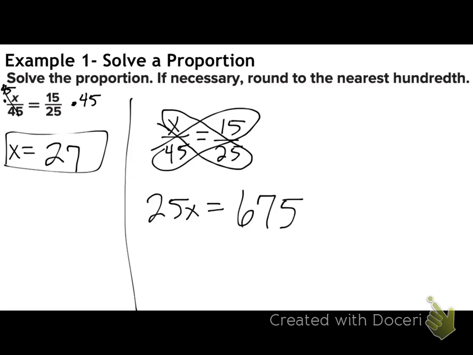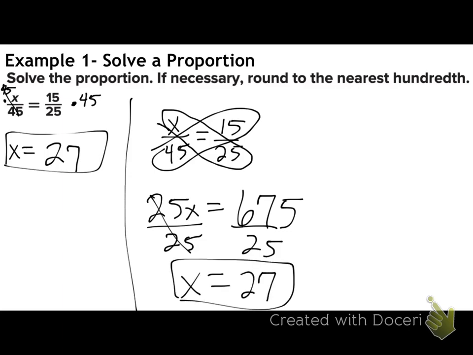Calculator malfunction. And then on this equation, after I multiply diagonally and set each thing equal to each other, how would I get x by itself? Divide by 25. 675 divided by 25 would give me 27. So, if I have a proportion, I can multiply diagonally, set each thing equal to each other, and then solve for x. Or, on this one, it was really easy just to multiply by 45. X is already by itself. So there's two ways to approach solving a proportion.